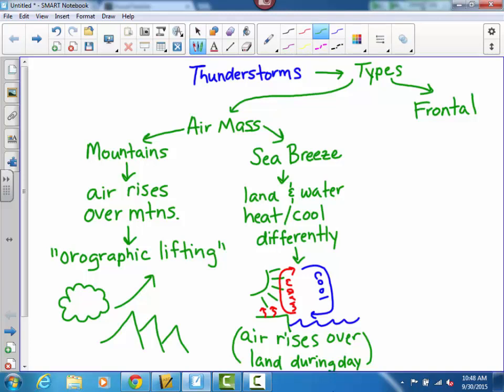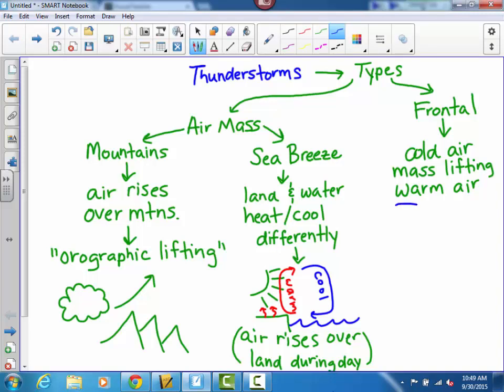Okay, let's switch categories. The types of thunderstorms that we are more familiar with are frontal thunderstorms, because that is typically what we have here in the Midwest. Frontal thunderstorms occur when you have a cold air mass lifting a warm air mass. When cold air helps or causes warm air to rise. We had two pictures for cold front and warm front. You put them on your foldable last time.